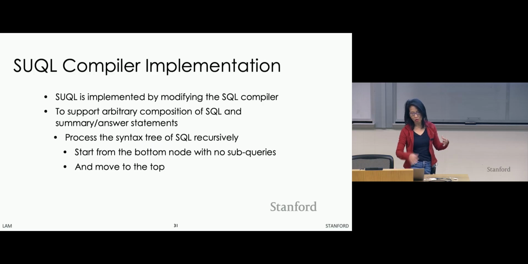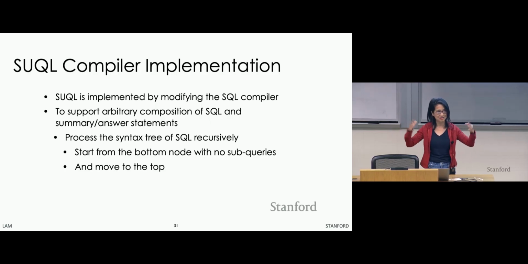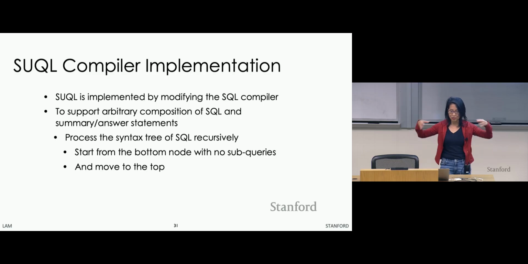So on the whole, the implementation is done by modifying the SQL compiler. What I show you is just the main concepts. But when you work on a compiler, you have to deal with the fact that it has a grammar. It means that it can handle arbitrarily complex nested statements. So I just give you a rough picture: we have to process the syntax tree of the SQL recursively because it composes. We start at the bottom, and we rewrite it to do the optimizations, and then you keep repeating and you go to the top.